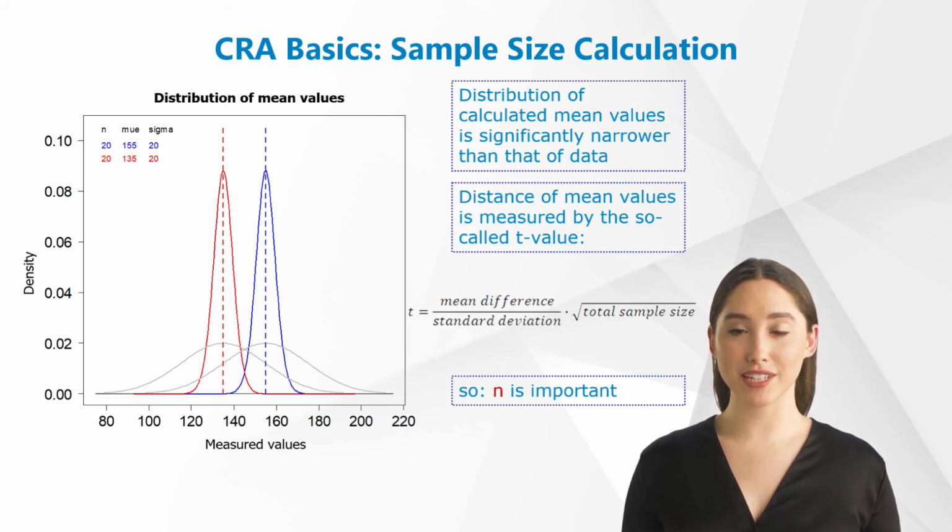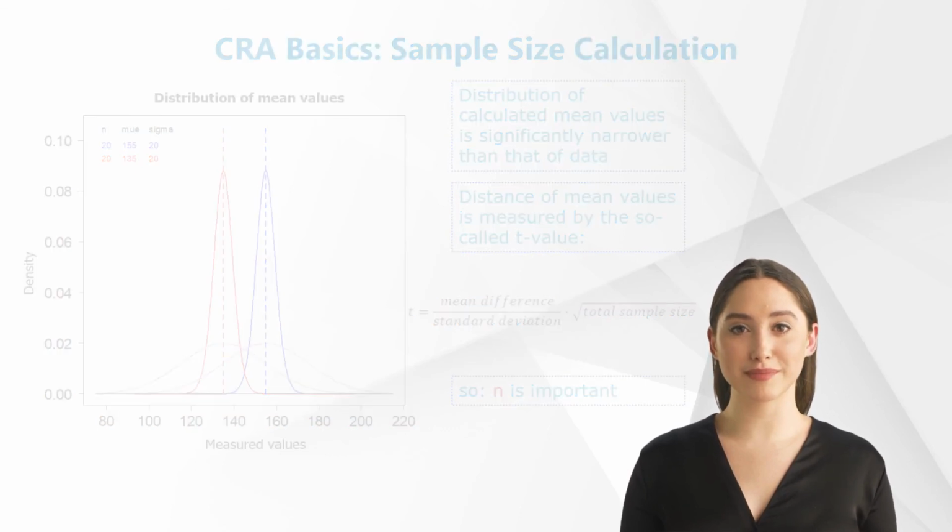The distribution of mean values is significantly narrower than the distribution of data. The distance of mean values is indicated by the t-value, which is calculated as a quotient of mean difference and standard deviation, which is subsequently multiplied by the square root of the total number of subjects. Thus, the sample size n plays a decisive role.